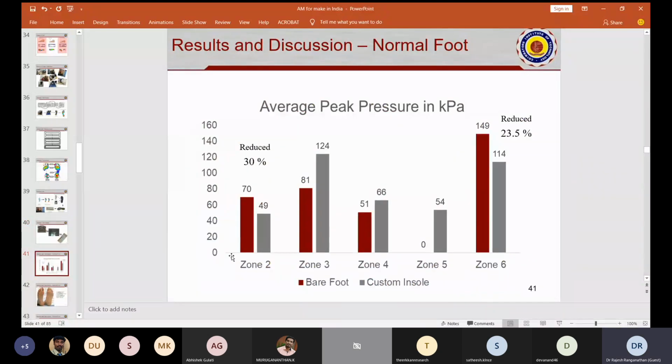This is the data which shows before and after. You could see from the data, we split the foot into 6 different zones, and there are some zones where the peak pressure, when a person walked barefoot, was 70 kilopascals, and the moment he wore a custom insole, the peak pressure dropped down to about 49 kilopascals. And there are some regions where there was no load at all, and this got loaded after wearing the custom insole. For example, the arch region of our foot was not loaded, and now this got loaded after wearing a custom insole.